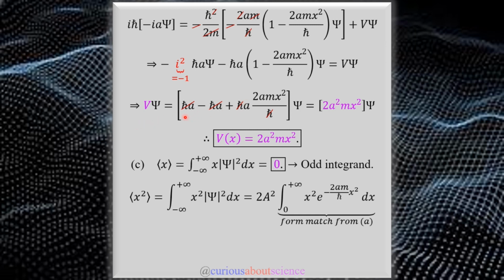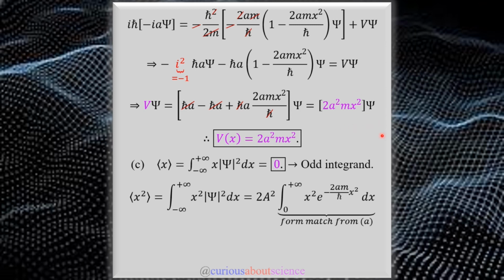All of them cancel. h bar a and h bar a here cancel. h bar cancels with that denominator, so we're really good. Notice here that we can do this one of two ways, where we compare the coefficients to the wave function, which I did in purple, or we can just cancel the wave function on both sides. Either way, you're totally fine.